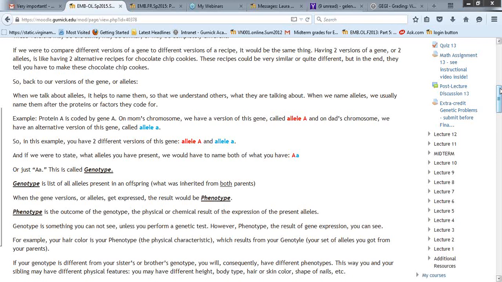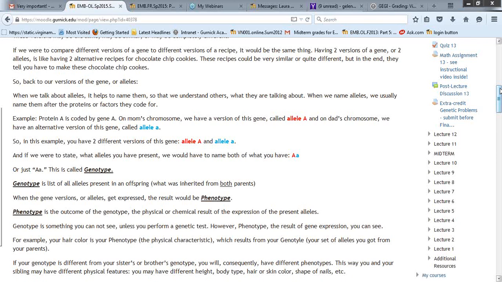Now, let's, for example, take a look at protein A, or protein X, whatever you want to call it. Let's say protein A is coded by gene A. Usually you name the protein and the gene with the same name. I'm going to call it A, letter A. So on mom's chromosome, we have one version of that gene. We call it allele A with the A capital. And on the dad's chromosome, in the same location, the same locus, we have an alternative version of that gene. We're going to call it allele A lowercase.